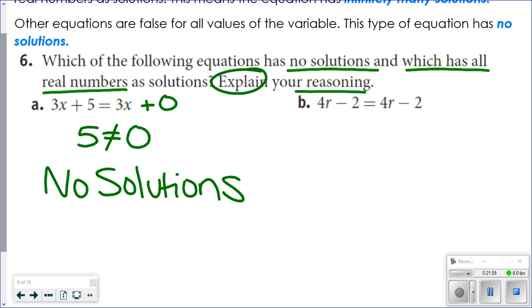Question B. Everything's the same. 4r and 4r, minus 2, minus 2. So no matter what number I plug in, I'm multiplying that r, that number, by 4 and subtracting 2 on both sides. They're identical. So this is going to have infinitely many solutions. No matter what number we plug in for r, we are always going to get a true statement.